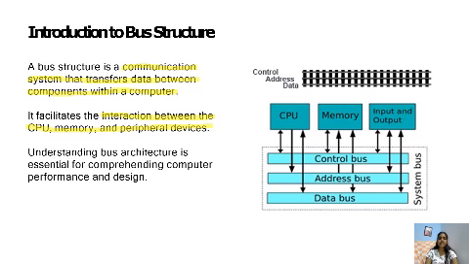Firstly, let us see the introduction to bus structure. A bus structure is a communication system that transfers data between components within a computer. It also facilitates the interaction between the CPU, memory, and peripheral devices. Understanding bus structure is essential for comprehending computer performance and design.